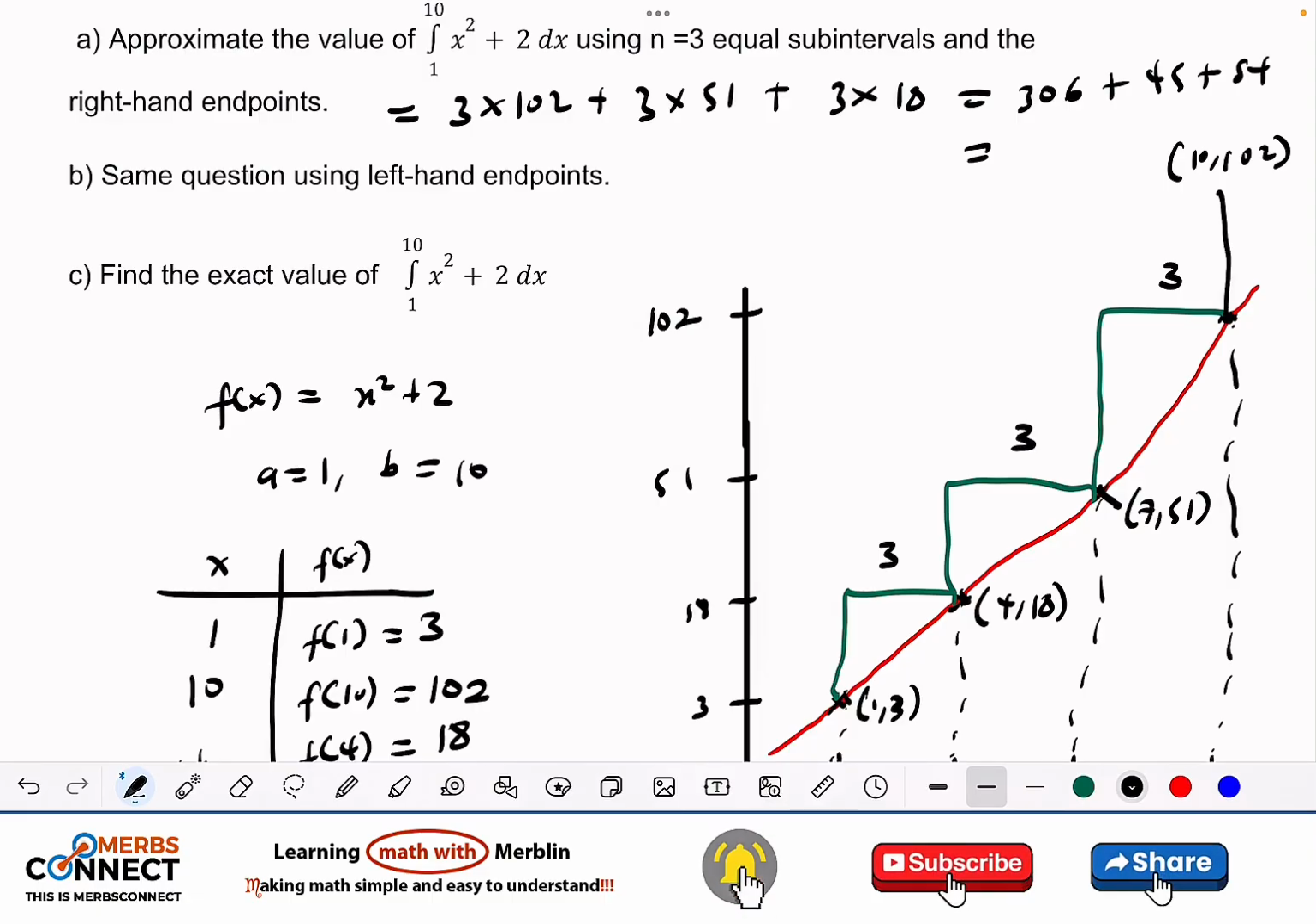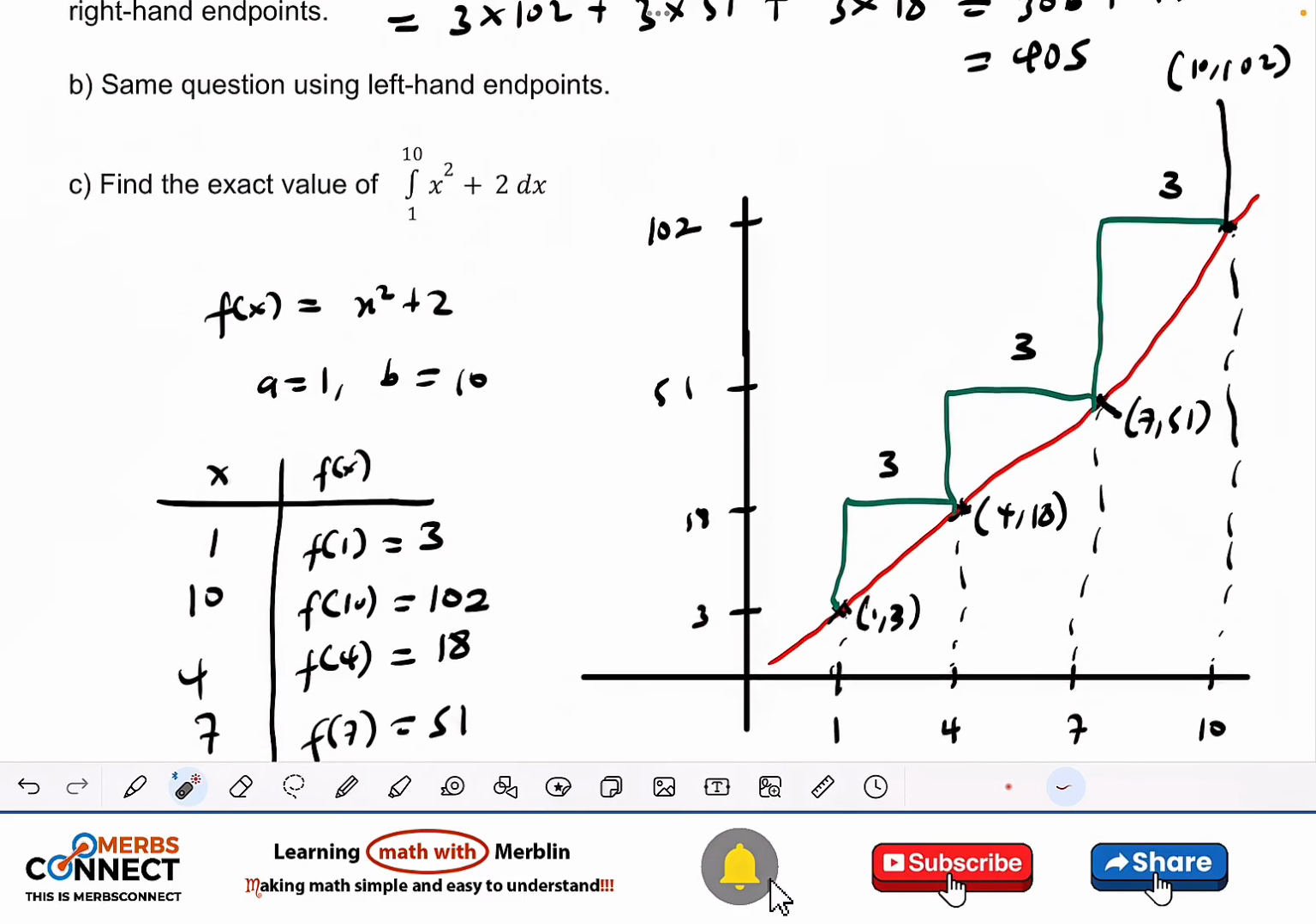Add everything and we are going to get 54 plus 153 plus 306 and we are having 405. So 405 is the right hand endpoint when you are doing the approximation. Now it's saying that same question, use the left hand point. So what's the left hand point?